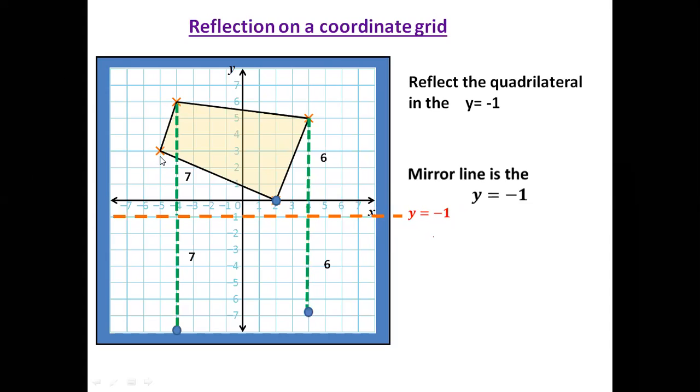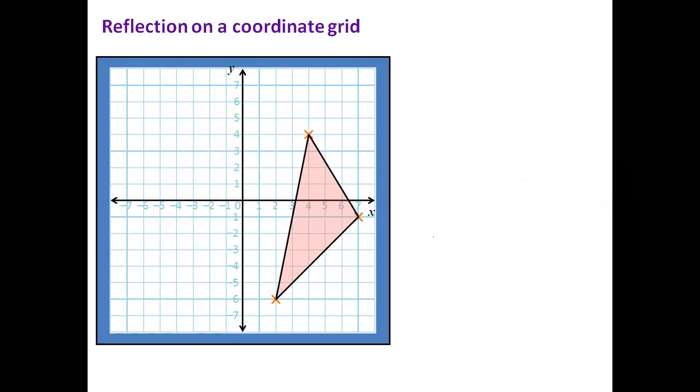So here, it's 1, 2, 3, 4. So you count down 4. And we connect all the blue dots. So this is our shape after reflecting it. Okay, Jude, any question?